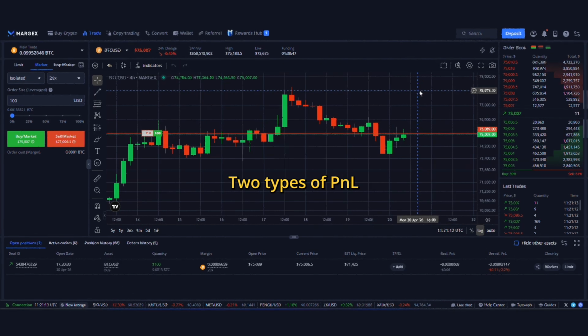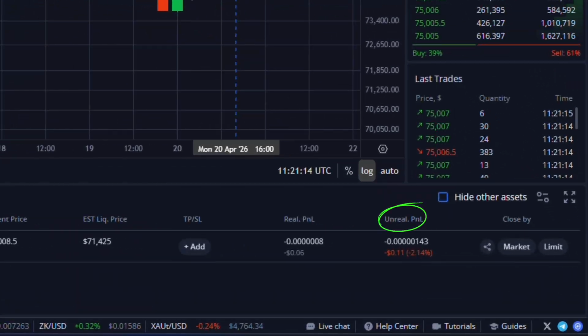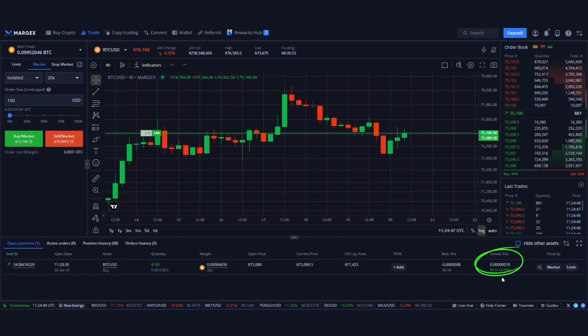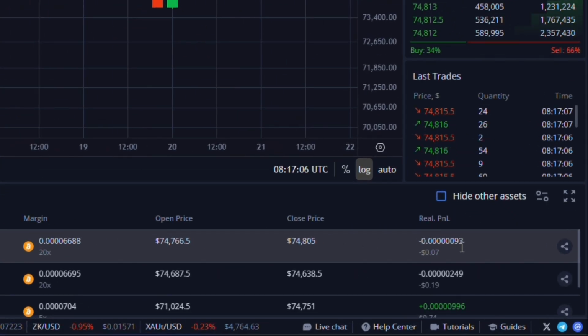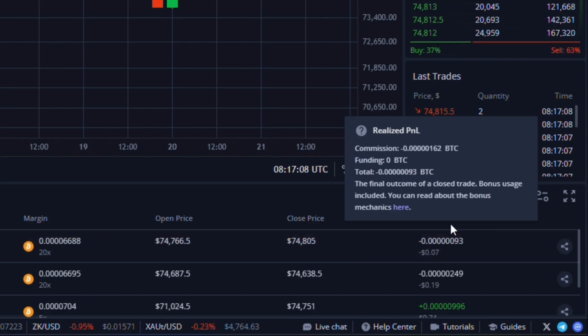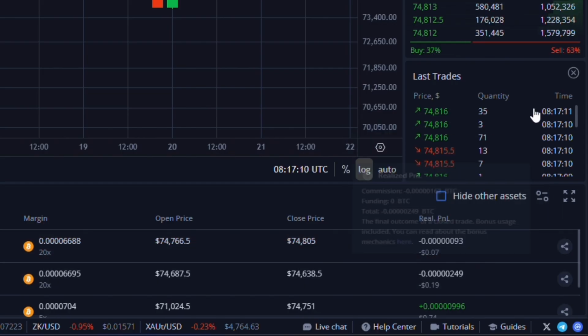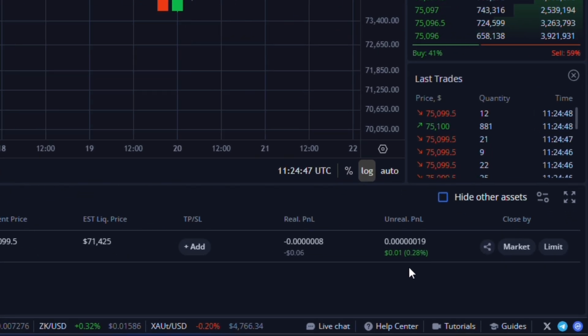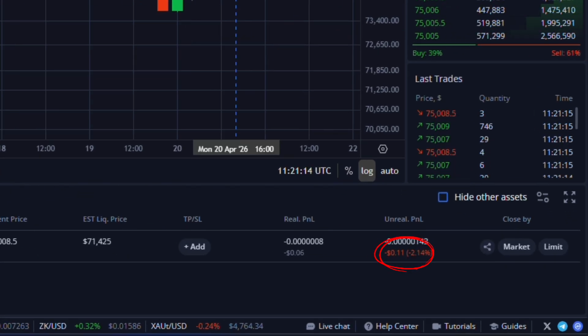There are two types of PnL in trading. The first is unrealized PnL. That's your floating profit or loss. The trade is still open. Nothing is locked in yet. The second is realized PnL, the profit or loss you actually locked in when you close the trade. Until you close, it's just a number on a screen. Unrealized PnL can flip from green to red in seconds.